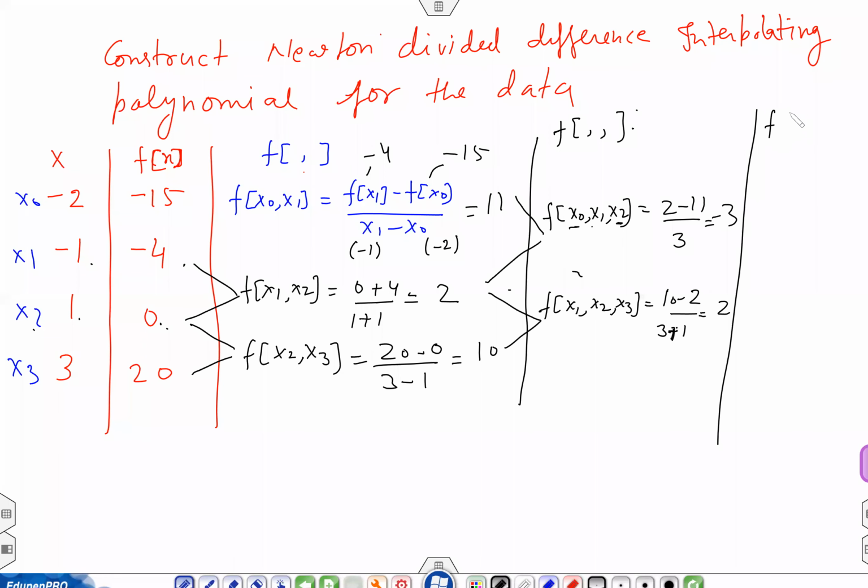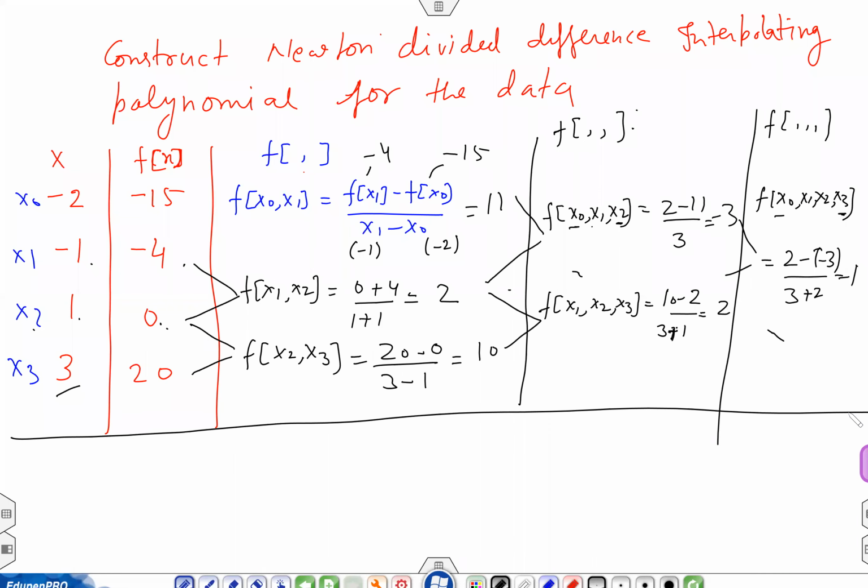Okay, next value. By using this, you are computing the value of f of x0, x1, x2, and x3. So the value is 2 minus -3 upon x3 minus x0. x3 is 3 and x0 is -2, so that is 5. The value is 1. Okay, so in this table you are computing all divided differences.